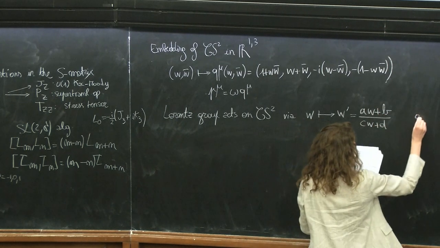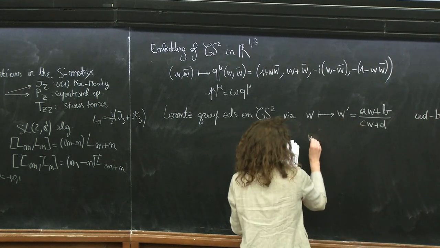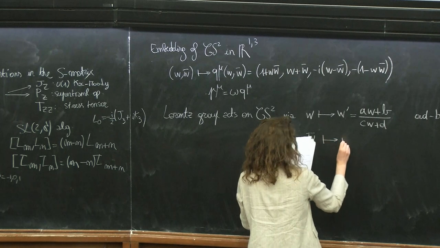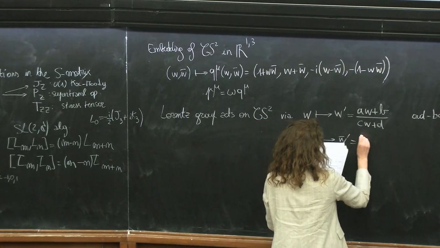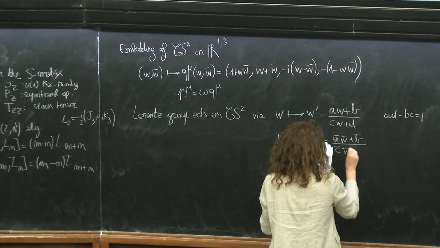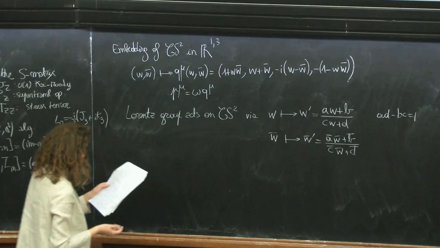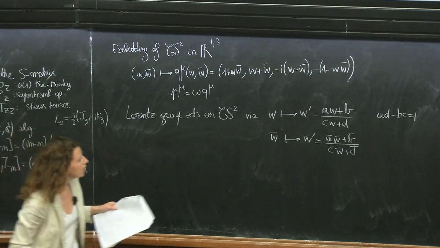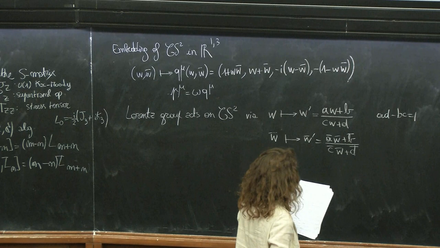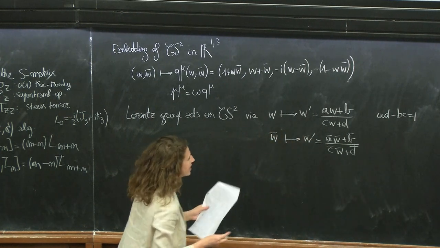Okay, where this is the usual SL2C transformations. Similarly on W bar. So this is just a symmetry observation. ED minus BC equal to 1. Oh, sorry. Yes, yes.